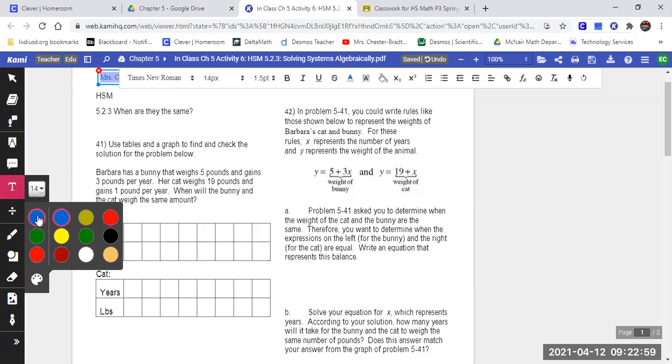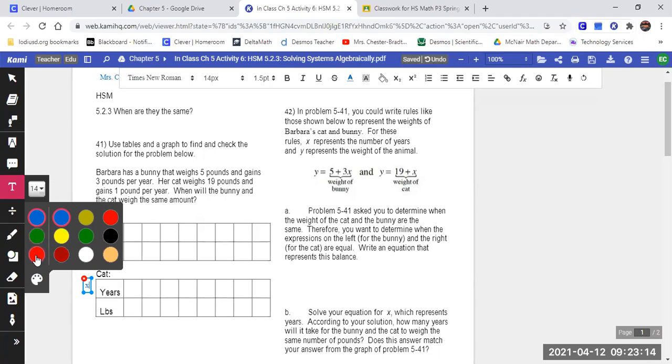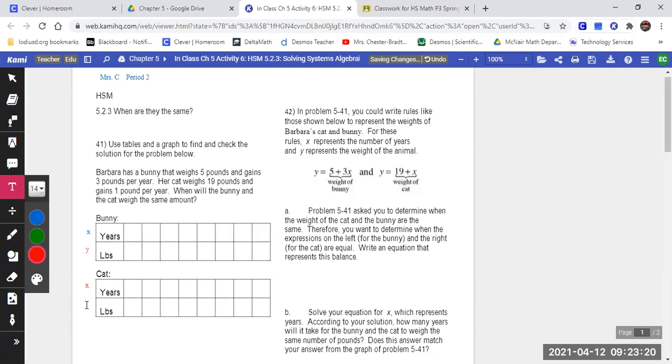Okay, first thing, the years are going to be our x values. The years are the x values for both of them because we're using the same years. The pounds are the y values. Okay, the pounds are the y values.